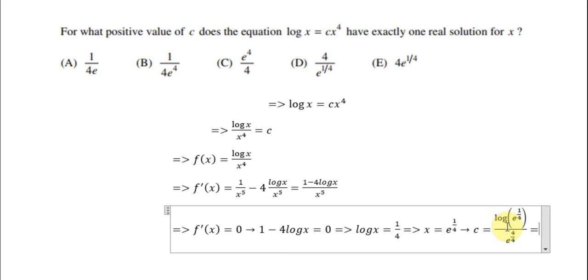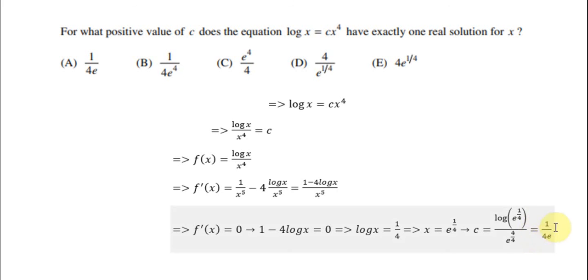Logarithm base e, and we have e, so that's why we have the power in here, so we change to 1 over 4. E power 1 over 4, you get e. So we calculate the point we need to find, and the answer for the question in here is a.